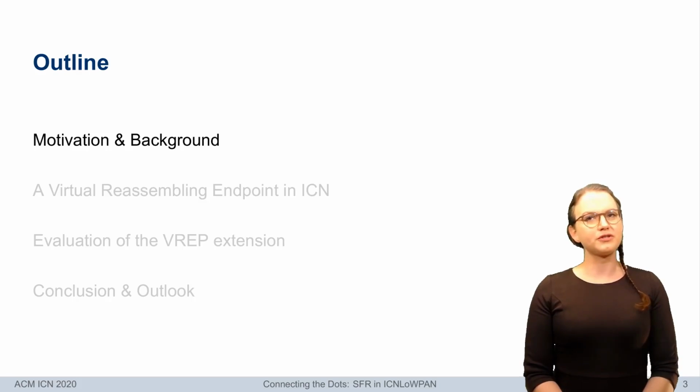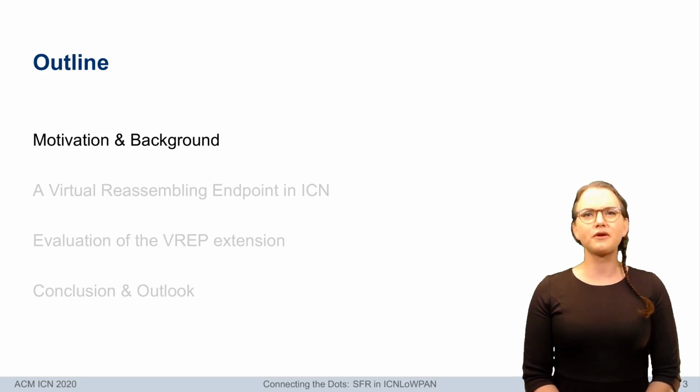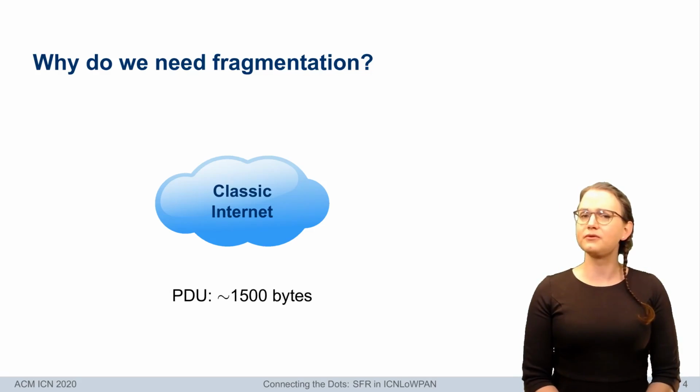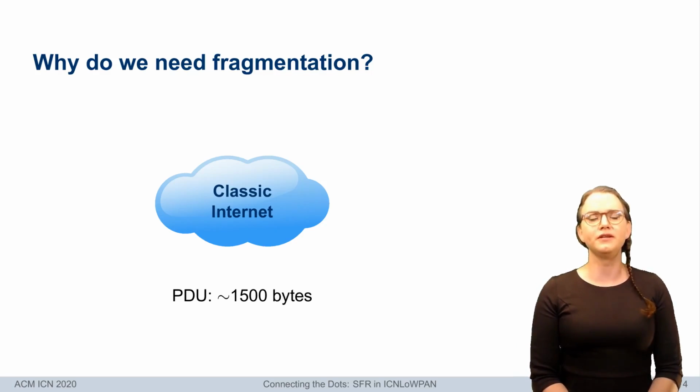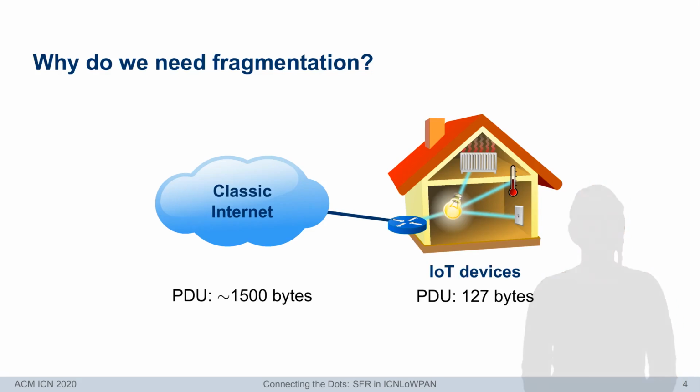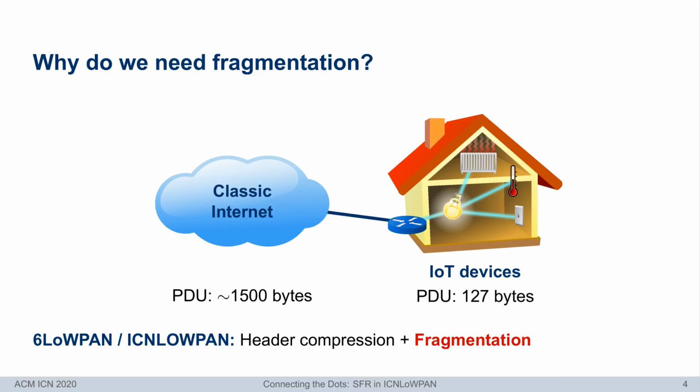So, the first question you might ask yourself is, why do we need fragmentation in ICNLoWPAN at all? Well, if we look at the classic internet, we encounter PDUs that usually provide us with more than enough space to carry all the information we need. When looking at the embedded IoT, however, we face PDUs of only a few hundred bytes. To be able to communicate with the wider internet regardless, ICNLoWPAN introduces both header compression and fragmentation, the latter of which will be the focus of this talk.